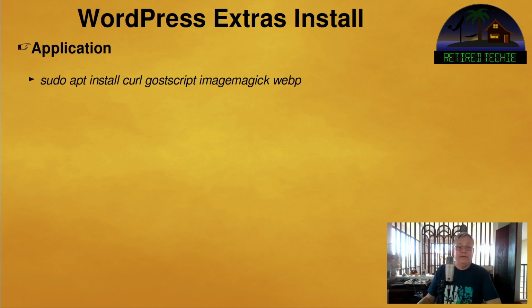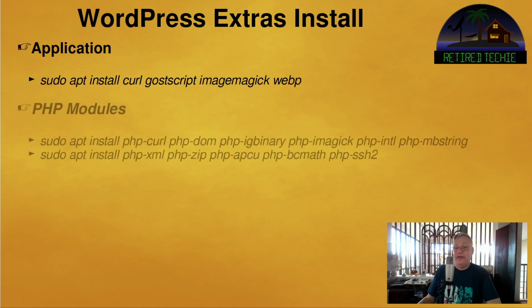As far as the PHP modules, I'm going to break those down into 2 lines so we don't have a continuation line, but it'll be sudo apt install again, and then php-curl, php-dom, well, you get the idea, igbinary, php-imagick, php-intl, php-mbstring. And then the second one, php-xml, which will also install those 2 extra XML programs, php-zip, php-apcu, php-bcmath, and php-ssh2.